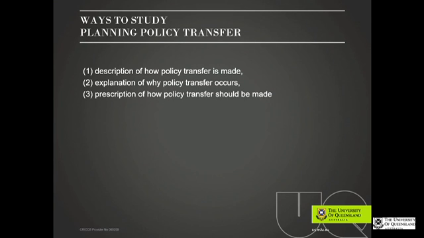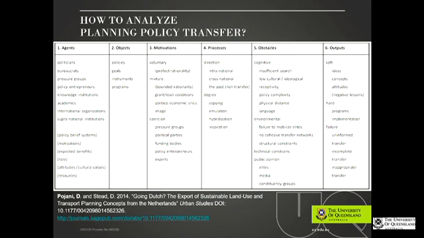And then the third approach is prescription. So this starts from the assumption that in the past, policy transfer in this country or between these two countries or two cities has not yielded the result that we're hoping for. Therefore, here is the way to do it better, right? Prescription. So description, analysis, and prescription. These are the three main ways to study planning policy transfer.